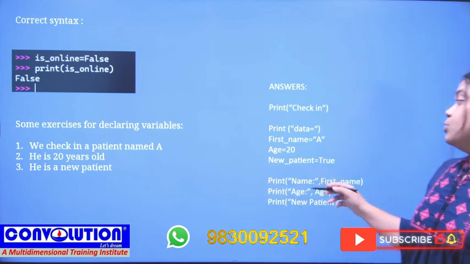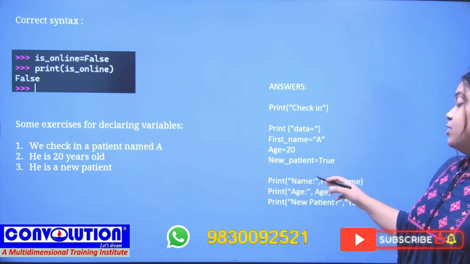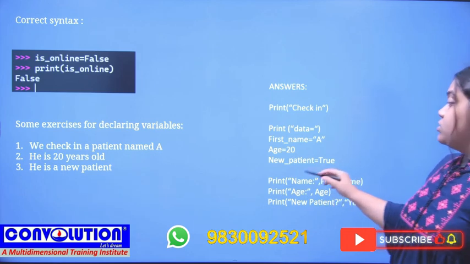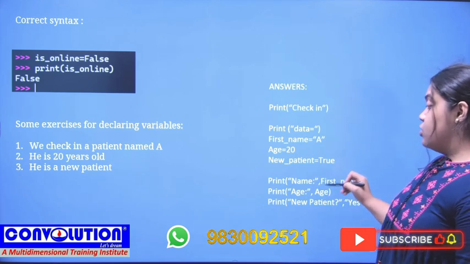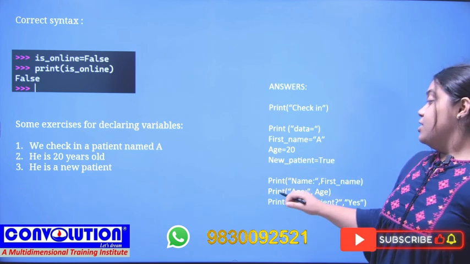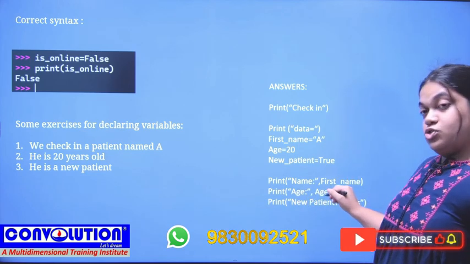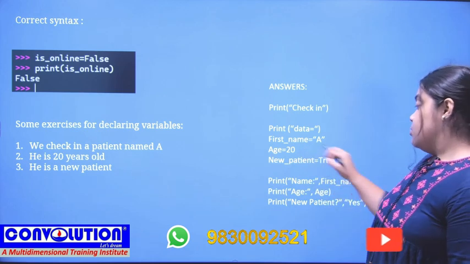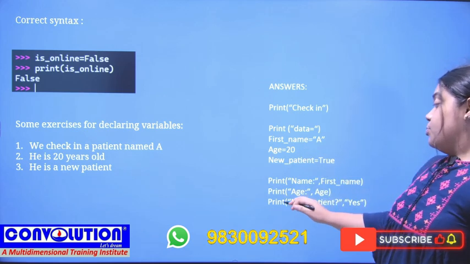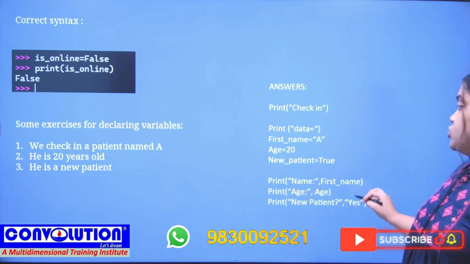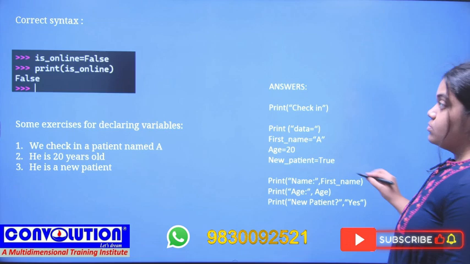So now we would print name within inverted commas, then comma. For now this one is printed as name, then first name would come here, and then print age, then age. So here age goes to this variable, will be stored here. So now print new patient, yes. So this yes will be shown here, which is actually the Boolean value.